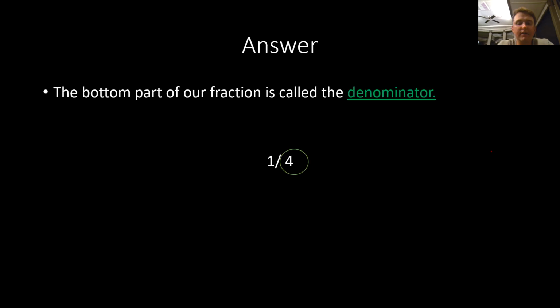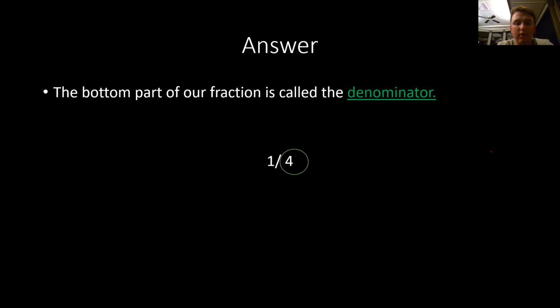The bottom part of our fraction is called the denominator. So that 4 that is circled in green that is underneath the 1 is called the denominator. The denominator, what I think of is down. Whenever I think of down, I think of below. So 4 is below, and then down is denominator. Down and the D in the denominator is what helps me memorize that the bottom number is always the denominator.